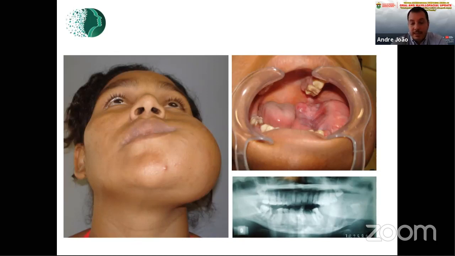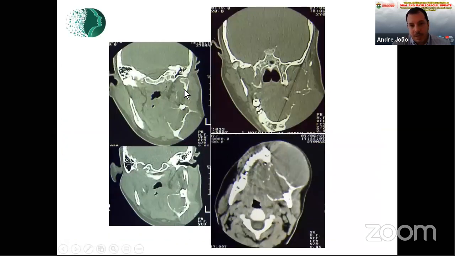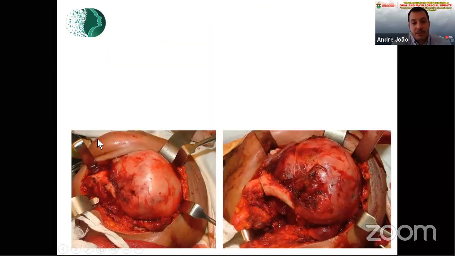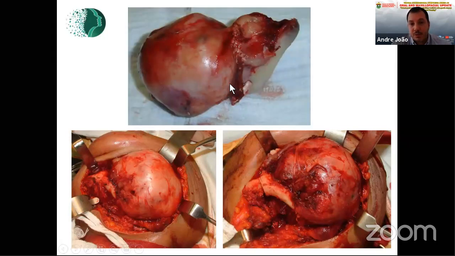And you can see here a huge tumoral mass on the left side of this lady. It took almost half of her mouth. She was chewing over the tumor. So it's a really, really huge lesion, basically taking the TMJ. In this case, treatment was radical surgery. I removed half of the mandible. And here is the tumor.